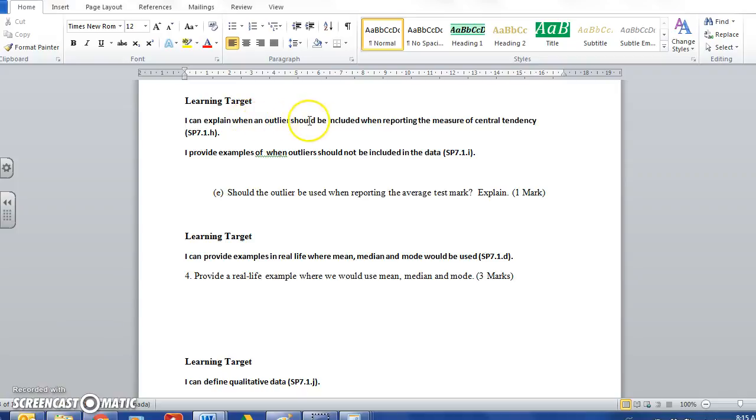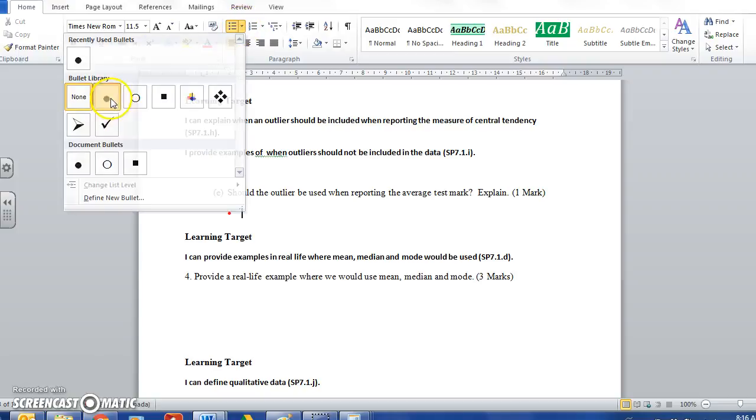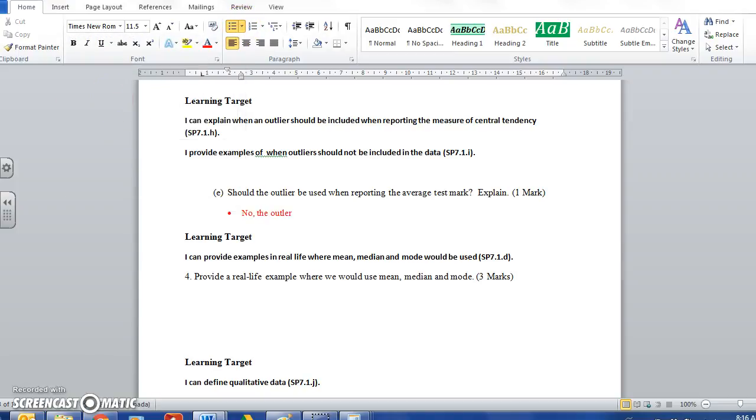Next, I need to talk about when an outlier should or should not be included. This question here, should the outlier be used when reporting the average test mark? I'm going to cheat for the answer. I'm going to look at the learning target, and it says I provide examples of when outliers should not be used. So I already know from my learning target that my answer is going to be no. The outlier should not be included if we're trying to calculate average, and the reason for that is on a test, it's not going to give you a true average.